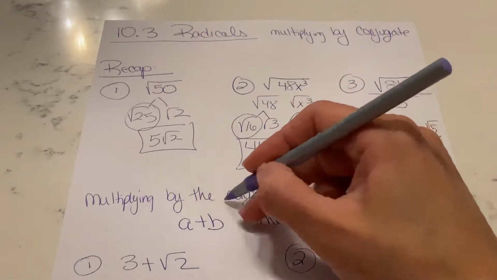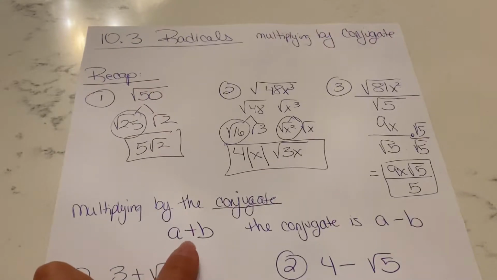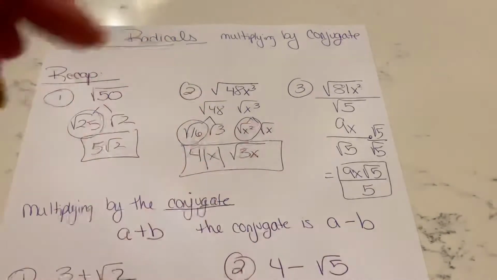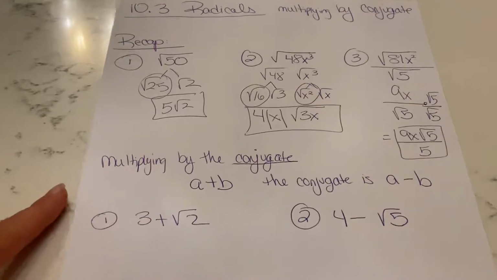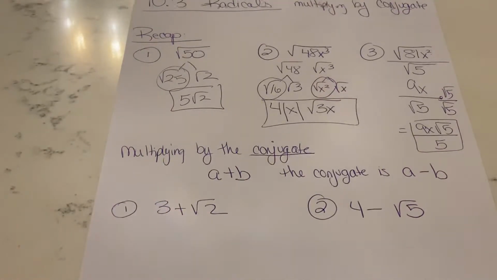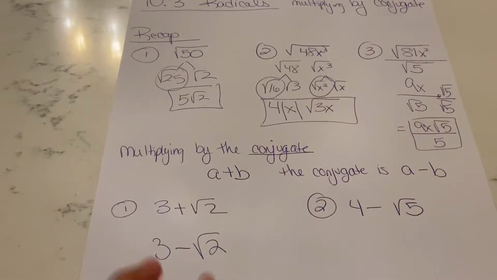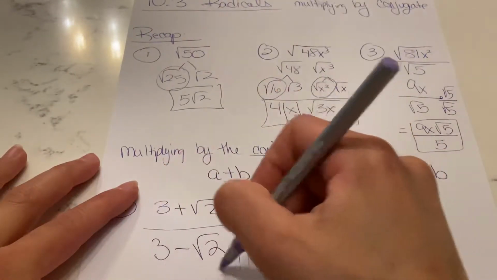Now, the conjugate is basically you're multiplying by its opposite. So if I give you a plus b, the conjugate of a plus b is a minus b, which is basically the opposite signs. So you're giving me the same 2 numbers, but with opposite signs. So for example, let's just start off easy. Here's your expression. If I tell you, give me the conjugate of 3 plus radical 2, all you're going to give me is 3 minus radical 2. See how they're exactly the same, but they have opposite signs? That's what the conjugate is.